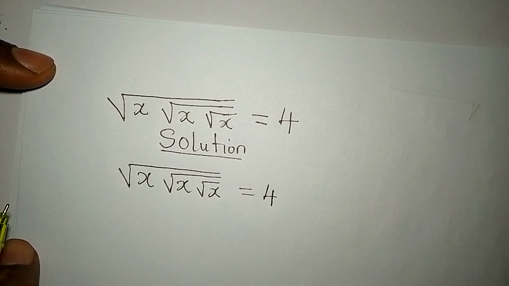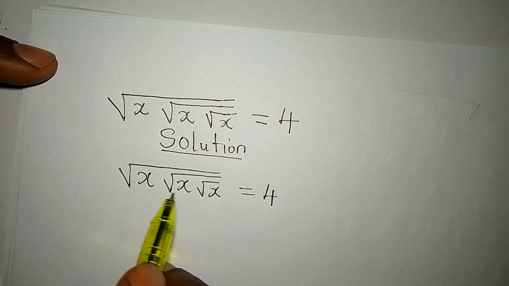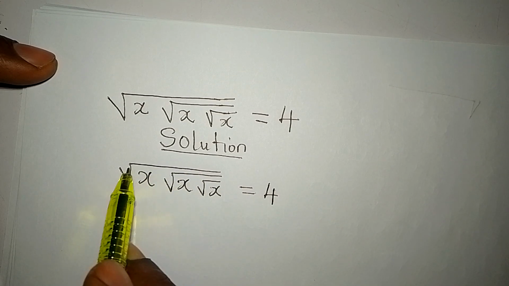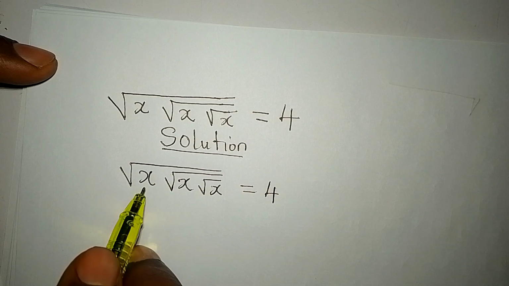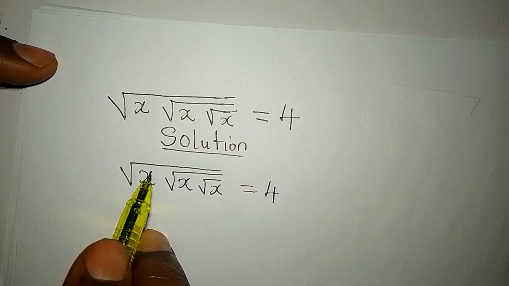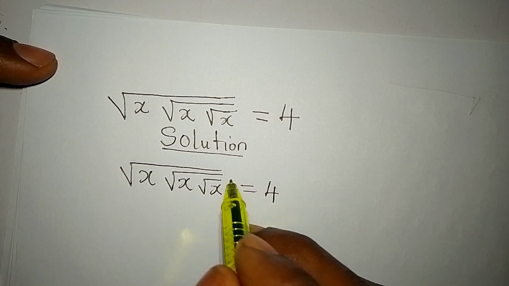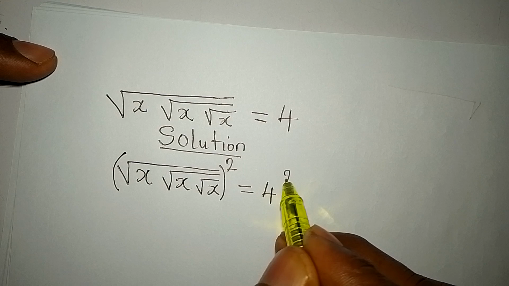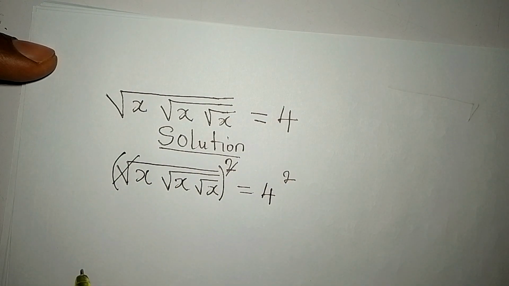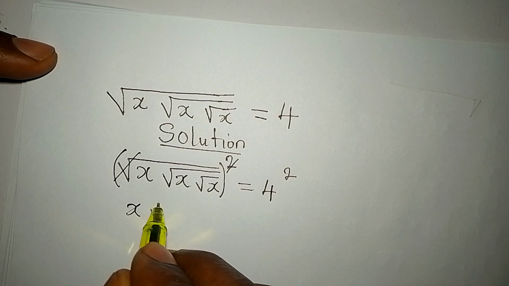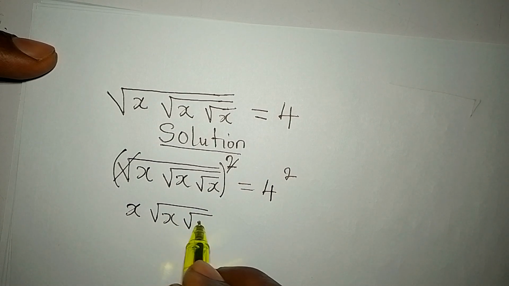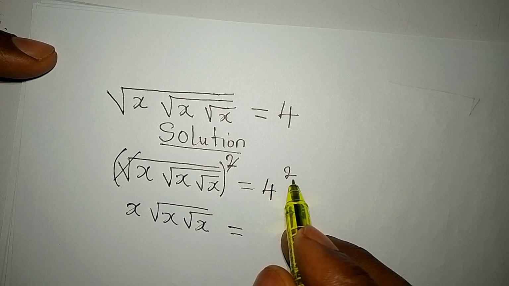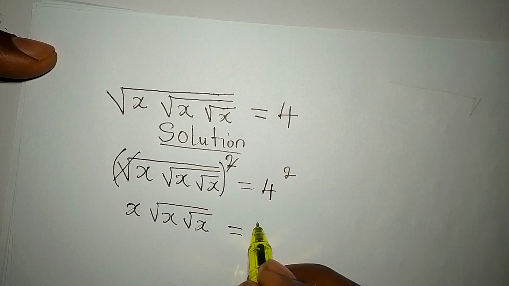There are two ways we can deal with this. Either keep squaring both sides, or remove the square root by raising each of these to the power of 1 over 2. Let's use the first method, which will involve squaring both sides. This is going to go with this. Now x square root of x square root of x is left, and this is equal to 4 to the power of 2, and that is 16.